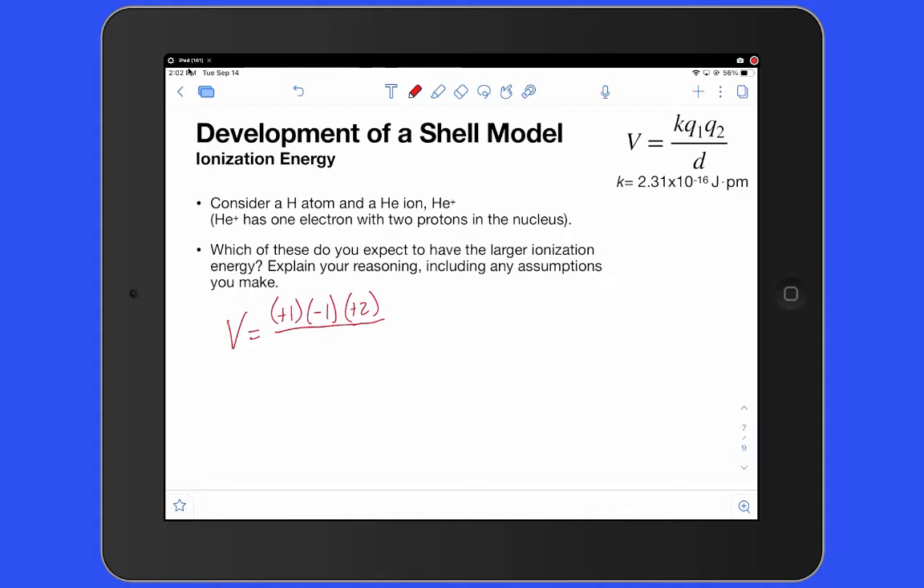Now, what do we not have given? What do we not have given? So from this equation up here, what's missing here? D. We don't have a D. So I'm going to put distance of helium. Okay?